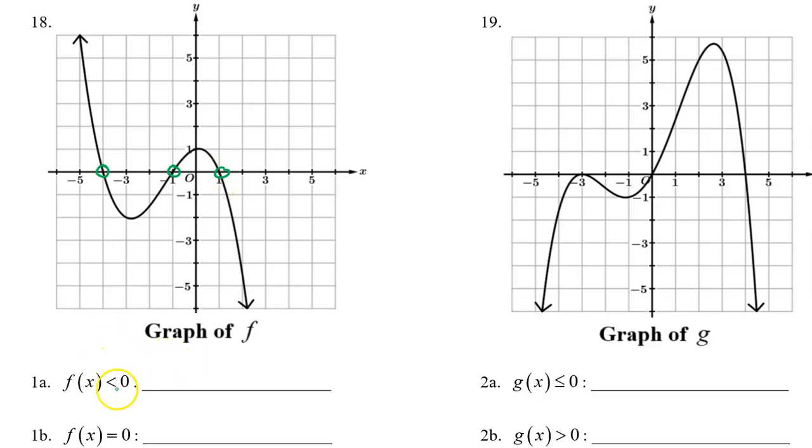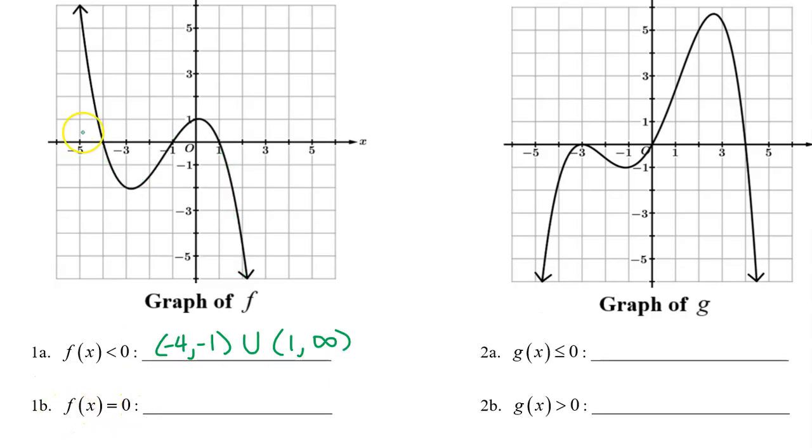So f of x will be below the x-axis on the interval from -4 to -1. Use parentheses to not include the endpoints. And then f of x is less than 0 on this interval from 1 to infinity. And put a union sign in between. So union interval 1 to infinity.